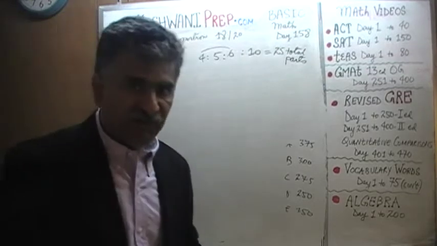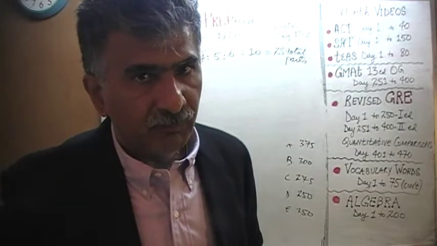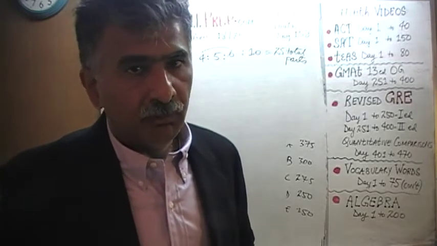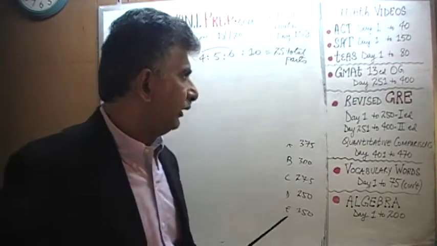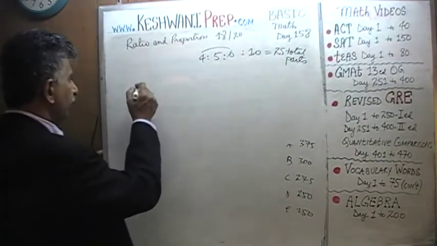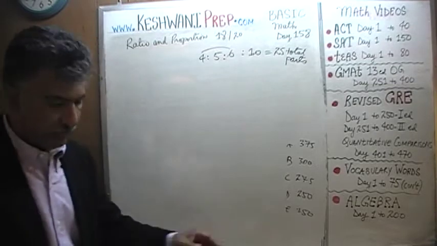I'm going to go at a little bit of a faster pace. If you have trouble following me, as I said, watch day number 156. It will help you. But I'm not going to go as slow as on the day before yesterday, which took us 12 minutes. We're going to go a little bit faster. So here are the four people. Here are the answer choices. We're going to begin with A.